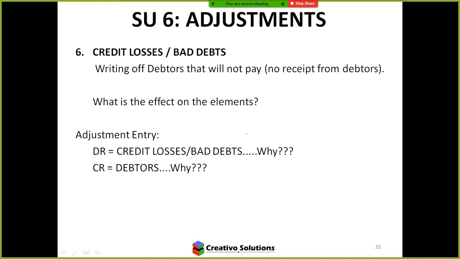Credit losses. There's the definition: writing off debtors that won't pay. Do you know what this is?